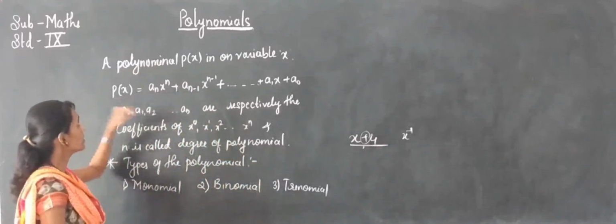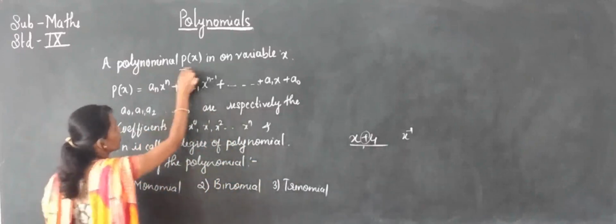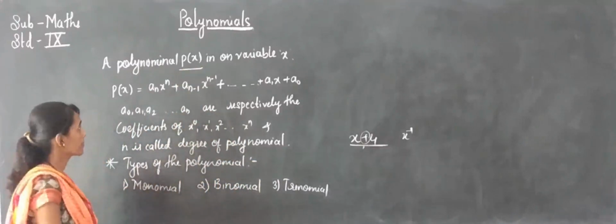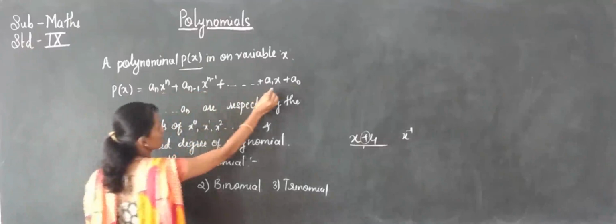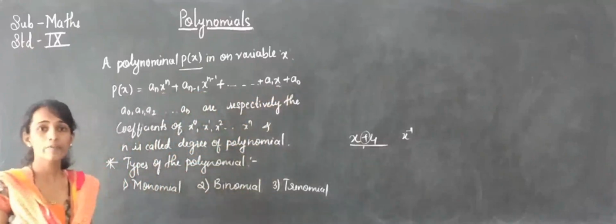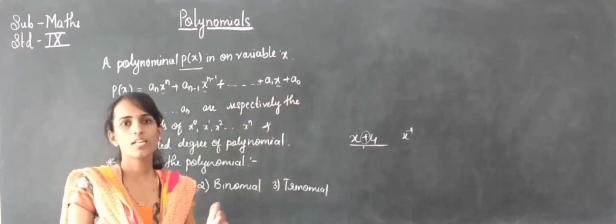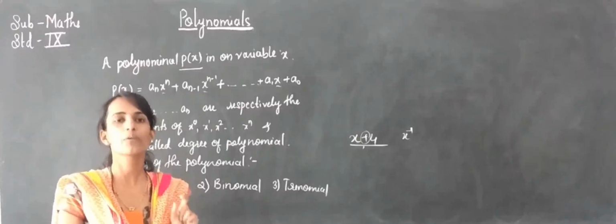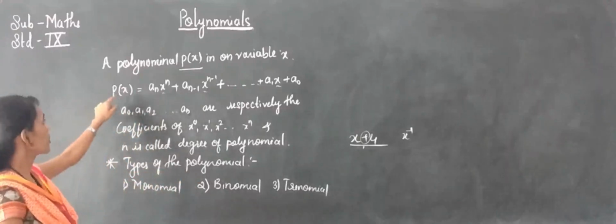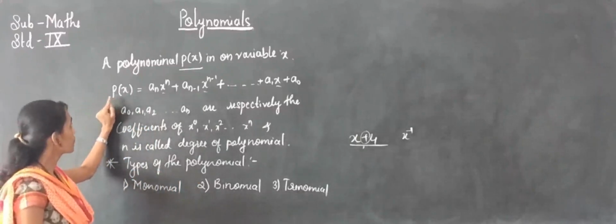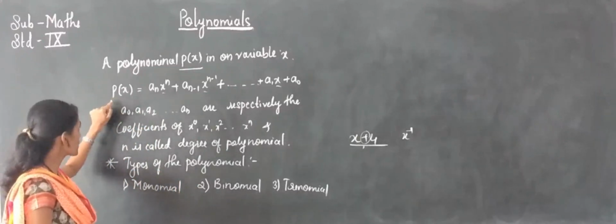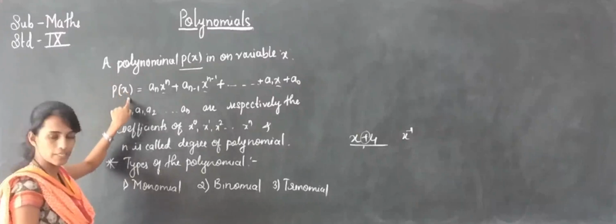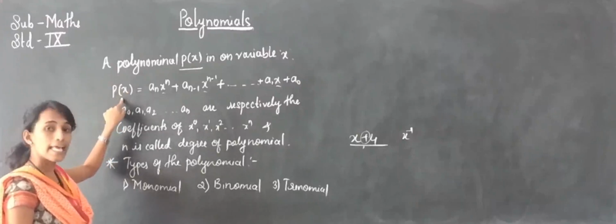So here, the polynomial p of x in one variable. The variable may be x, y or z, but only one variable is considered. That we call an algebraic expression in one variable. So a polynomial of one variable is a polynomial p of x, with only one variable, x.